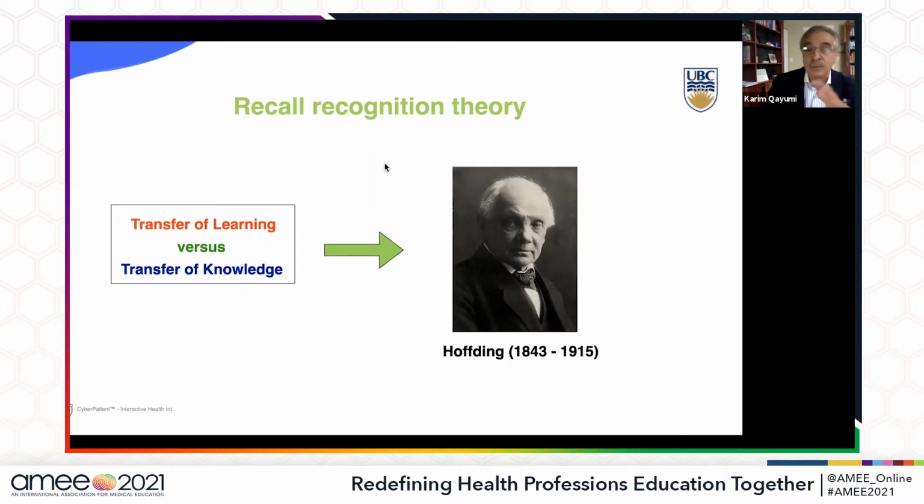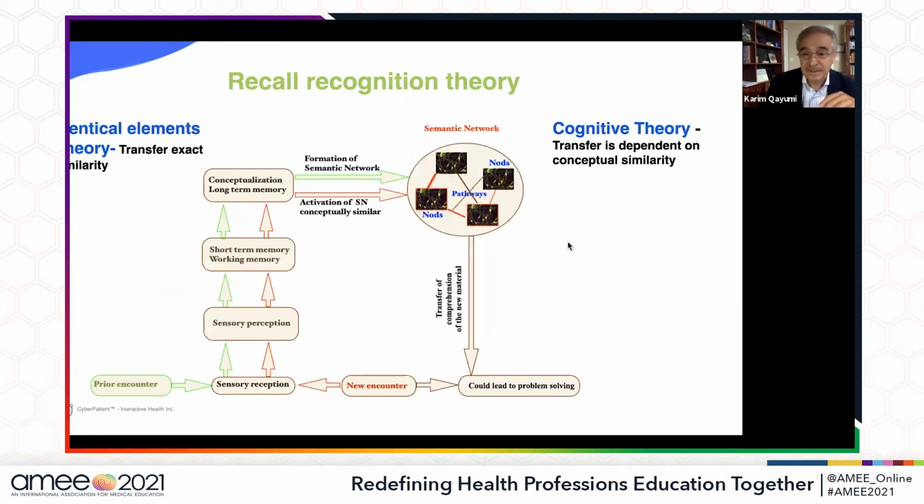So let's see how this recall and recognition occur. I apologize for this very complicated slide, but I would like you to not pay attention to the complexity of it because I will explain it to you in very simple words. If we have a prior encounter, the first encounter, it goes through our sensory reception, sensory perception to short-term memory and long-term memory. And then it identifies a few neurons that cluster into nodes and form certain pathways to communicate with each other somewhere in our hippocampus in the brain and our subconscious mind.